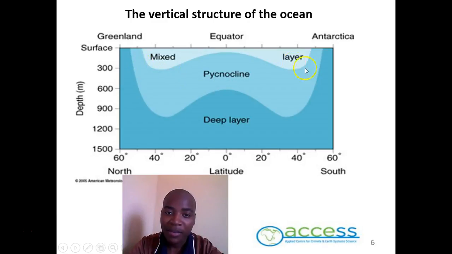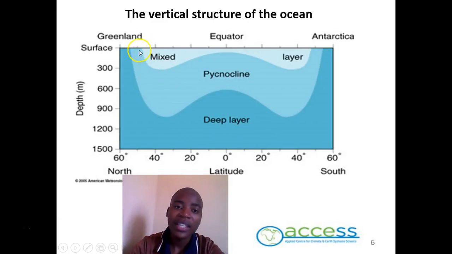In the middle we have the pycnocline, which is the barrier between the warm water and cold water. In the deep ocean, deep down, you have the cold. The water is very cold and very salty. So we know that warm water will float above the surface, then deep water descends. That's why cold water is deeper, under the surface.